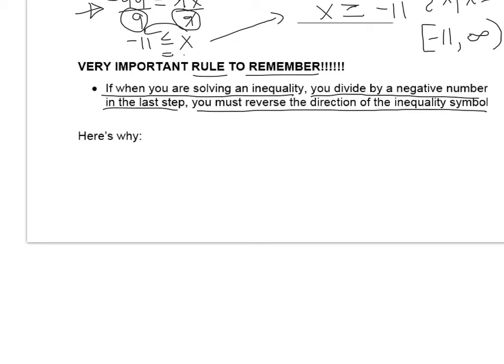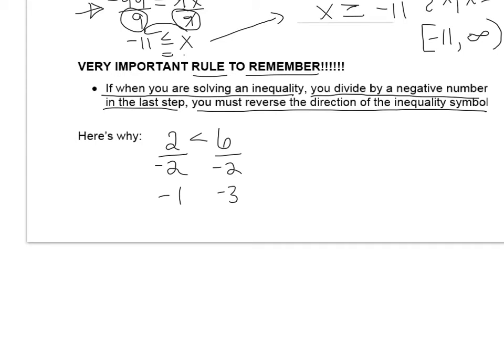Take a look at this inequality statement. 2 is less than 6, for example. Well, that's a true statement. 2 is less than 6. Let's say I were to divide both sides by a negative number, like negative 2. Well, 2 divided by negative 2 is negative 1, and 6 divided by negative 2 is negative 3.